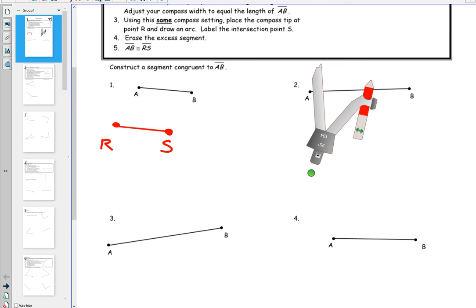Why don't you guys go ahead and do number 2 on your own without my assistance, and after you do it, then I'll put it on the board and see if you did it right.